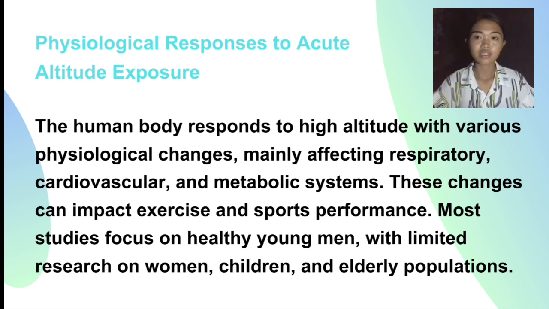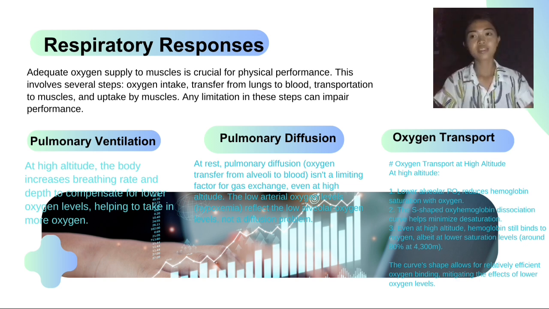Most studies focus on healthy young men, with limited research on women, children, and elderly populations. So let's move on to the respiratory system. Adequate oxygen supply to muscles is crucial for physical performance. Any limitation in oxygen intake, transfer, transport, or uptake can impair performance, especially at high altitudes. This means that for muscles to work properly during exercise, they need a sufficient supply of oxygen.